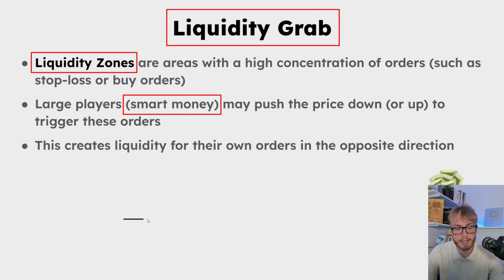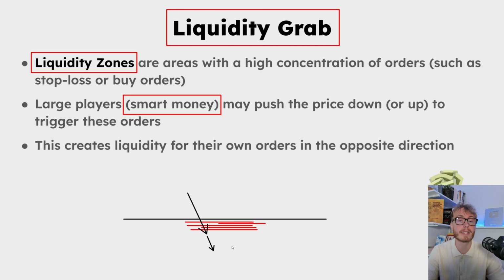So for example, let's say that we have a very clear support level right here. And because we have a support level that is very clearly visible on the chart, it's likely that we have many stop loss orders placed just below this support. So smart money might push the price down in order to trigger these orders. This in turn will create more selling pressure, and smart money then uses the selling pressure to buy a lot at a cheap price. So this will in turn push the price up.